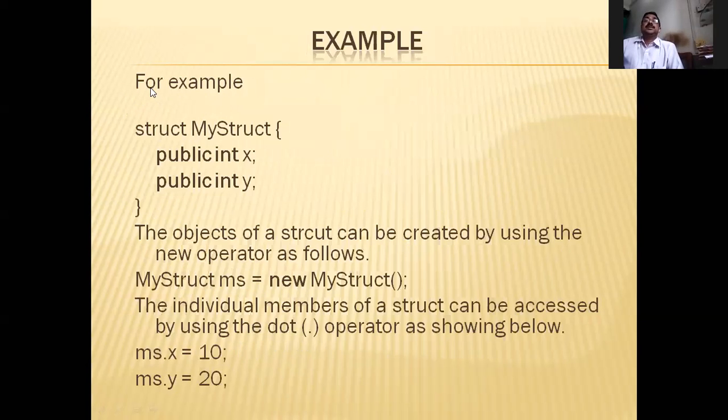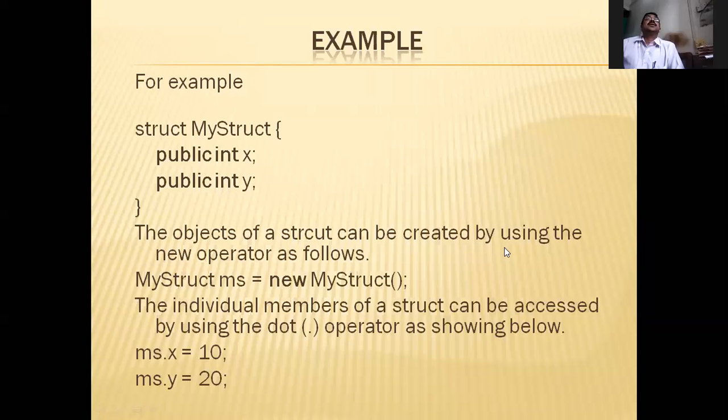Now, just see an example of our structure. For example, struct MyStruct. This is the name of our structure, and later on the braces are given, and after the braces we have, for example, public int x and public int y. Those are 2 members. The name of the structure is MyStruct. Struct is a keyword.